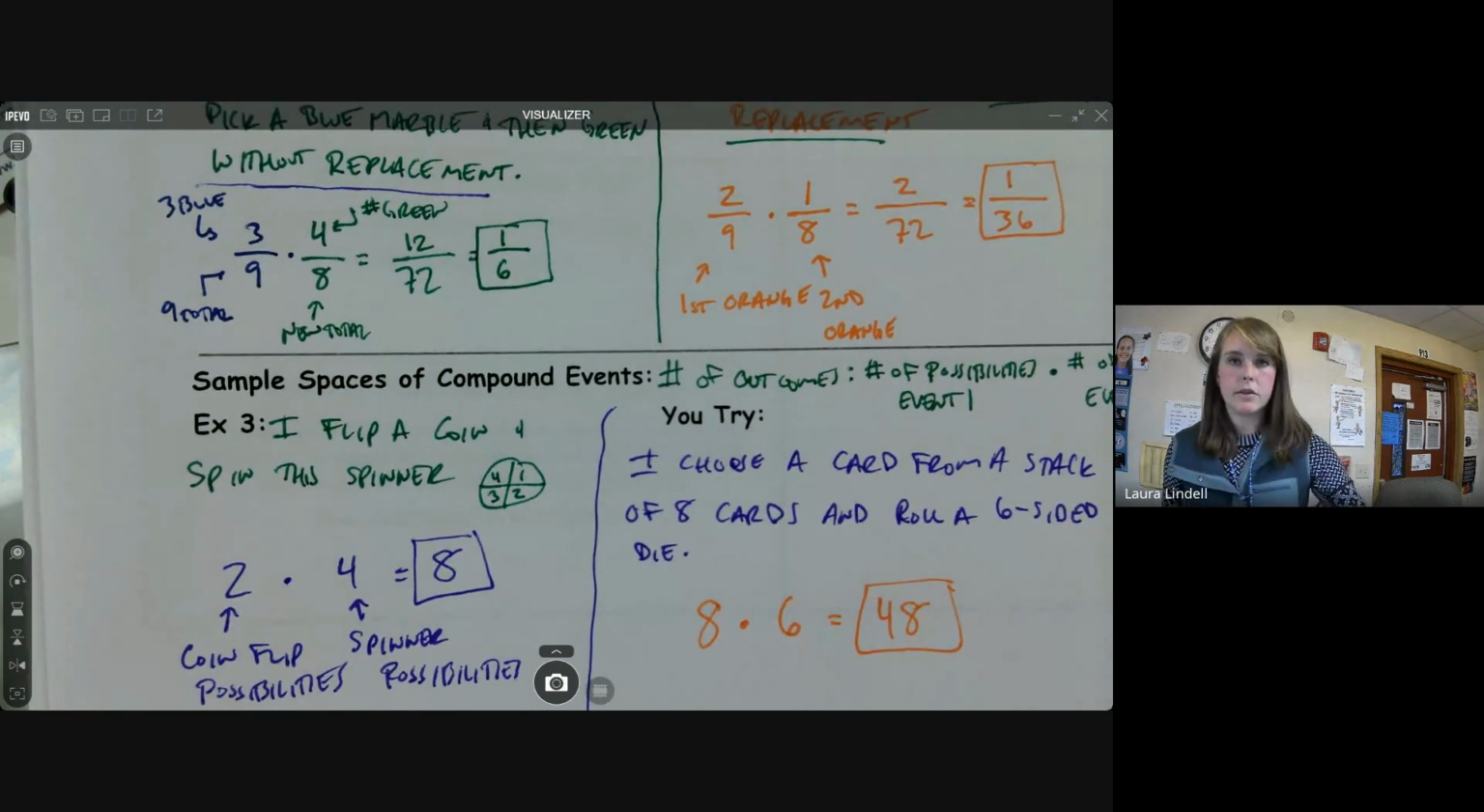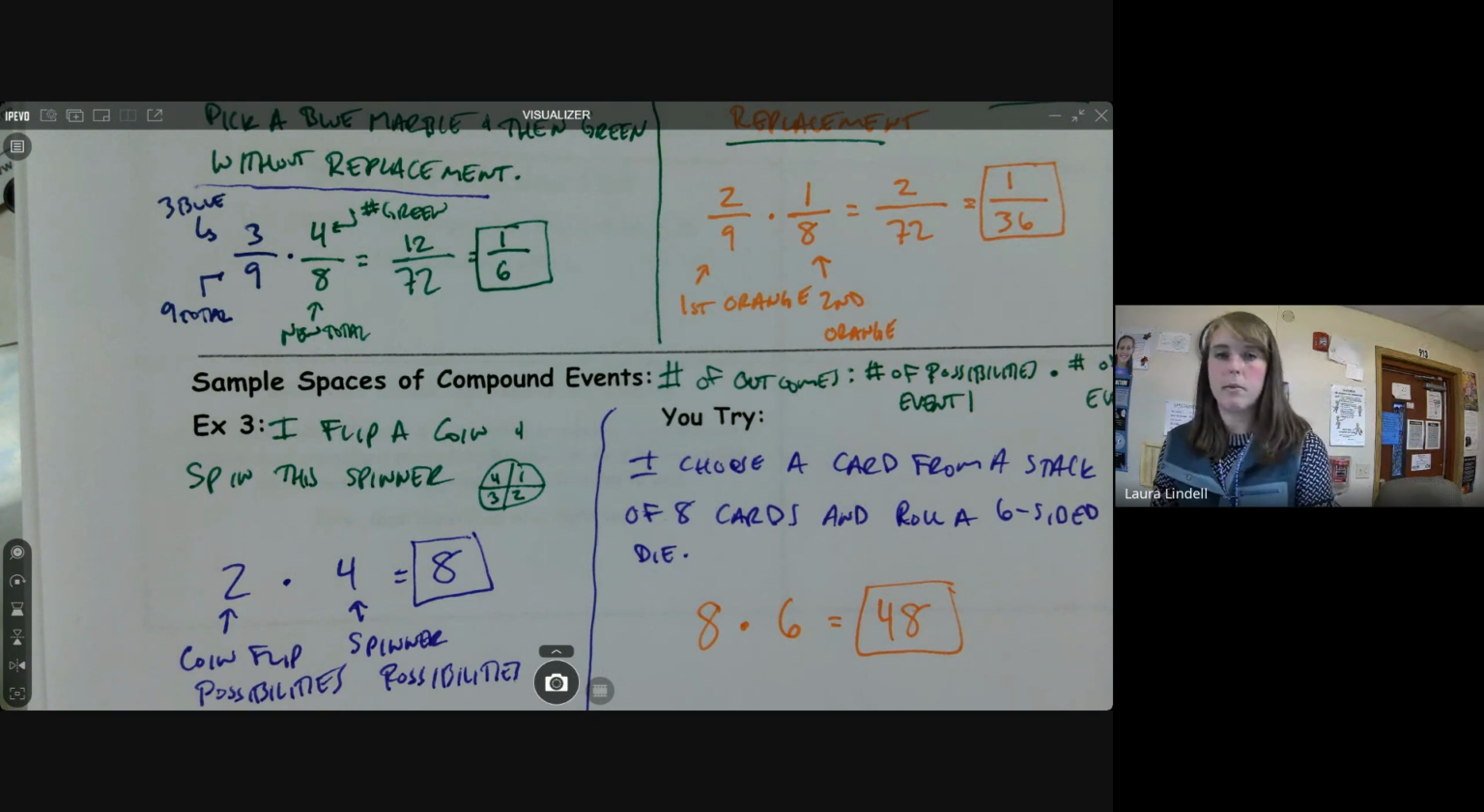I could choose one card and roll a 1. I could choose that same card and roll a 2. And, you know, so you've got all of these different combinations of things that could happen. There are 48 combinations of possibilities.